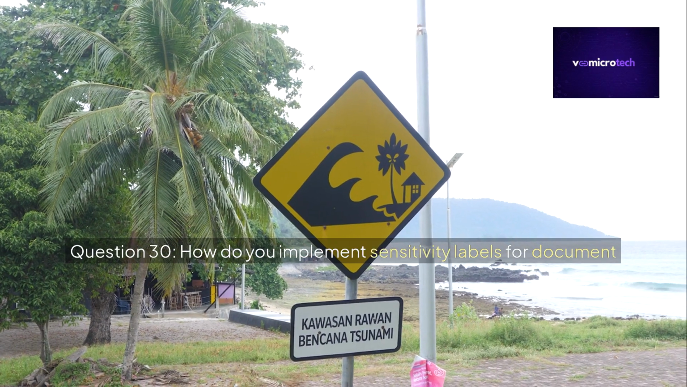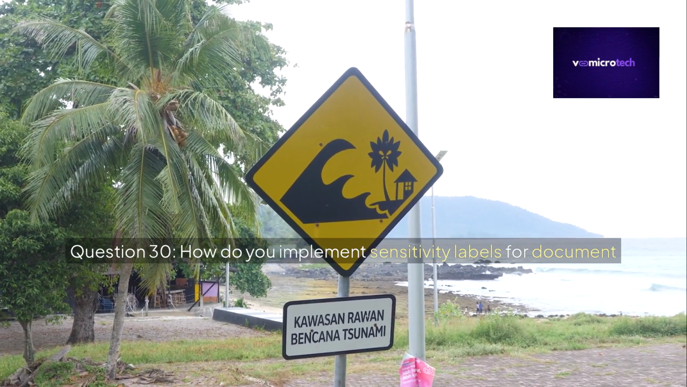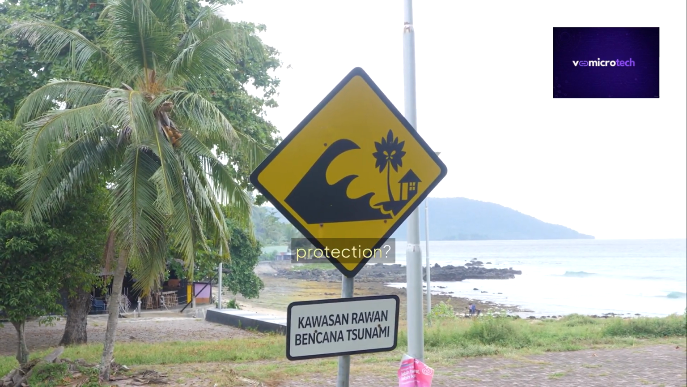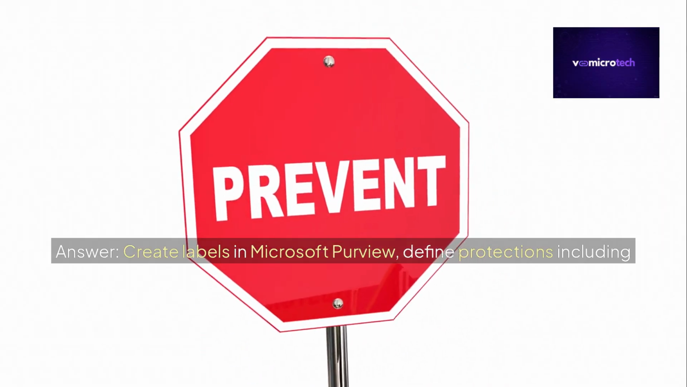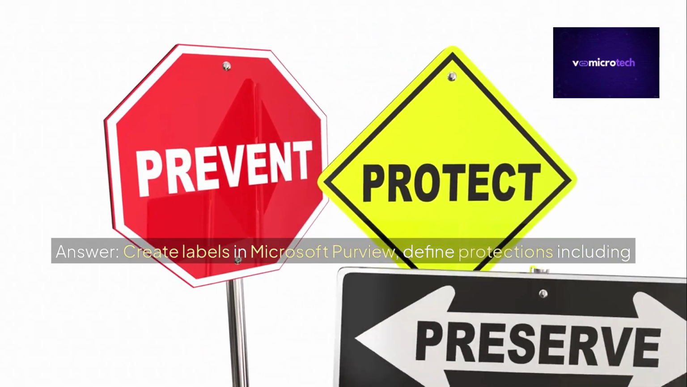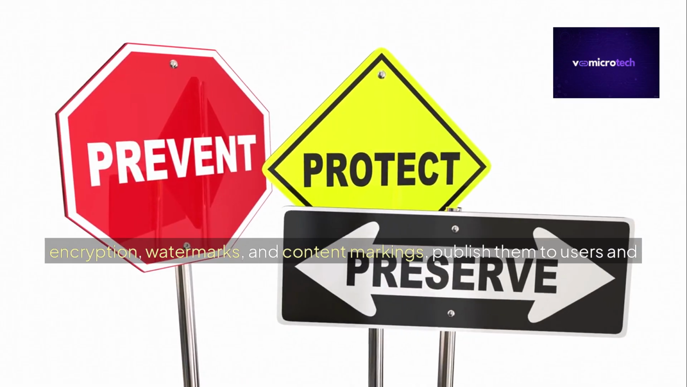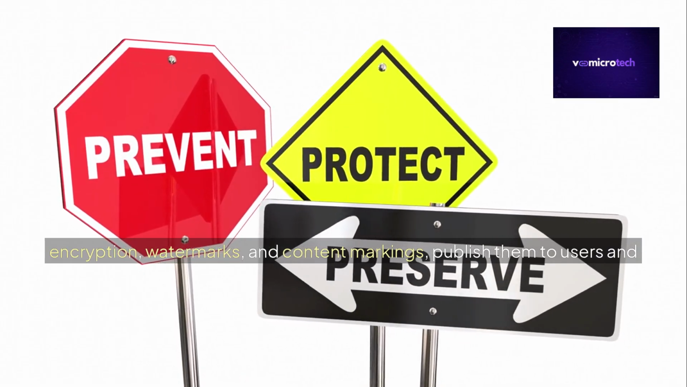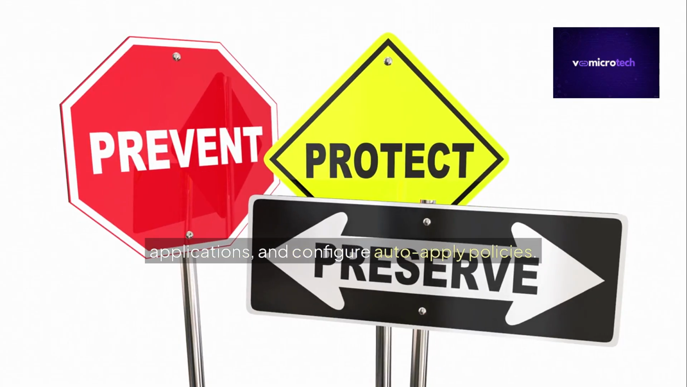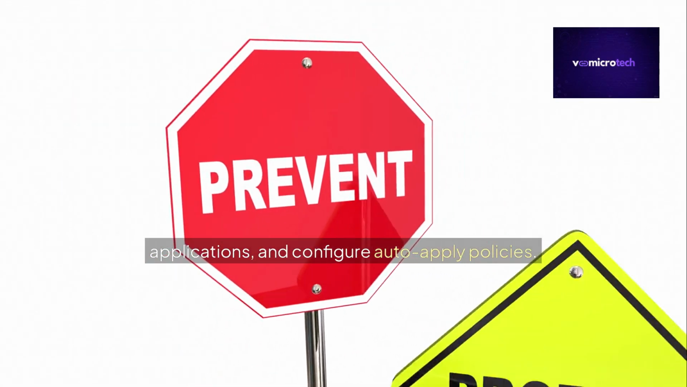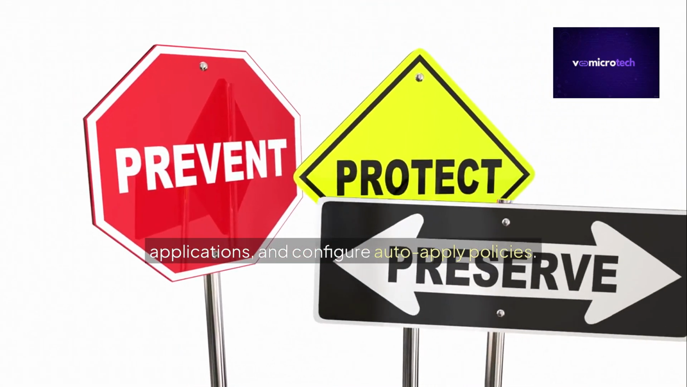Question 30. How do you implement sensitivity labels for document protection? Answer. Create labels in Microsoft Purview, define protections including encryption, watermarks, and content markings, publish them to users and applications, and configure auto-apply policies.